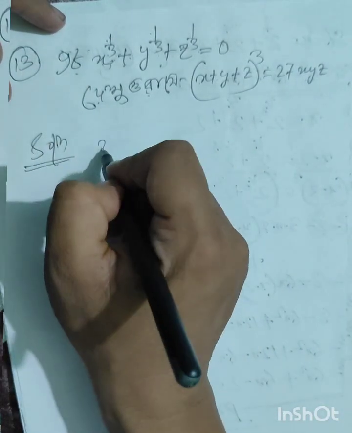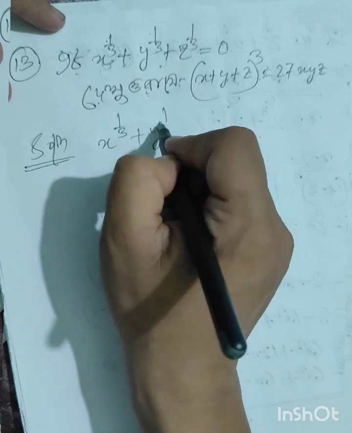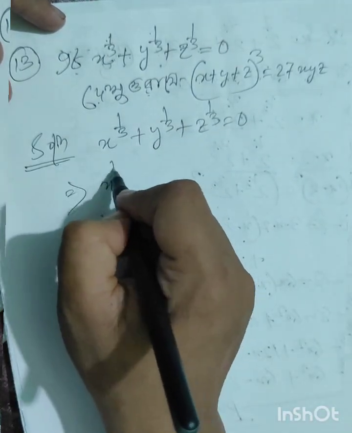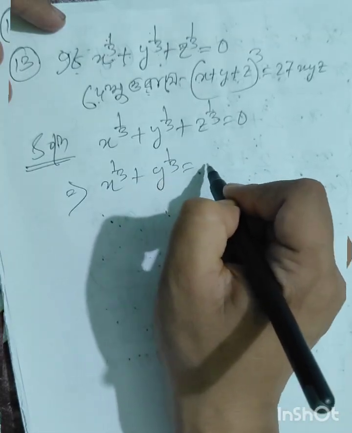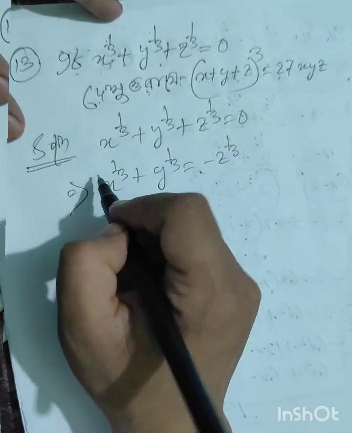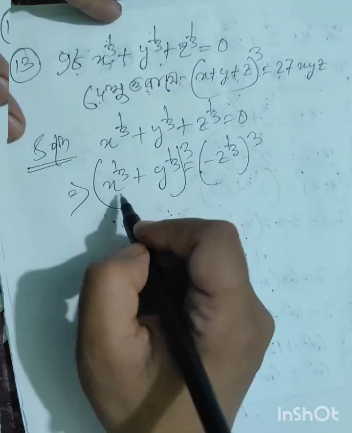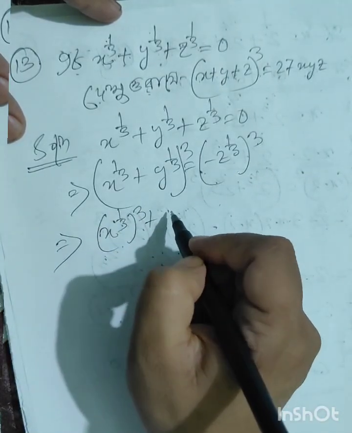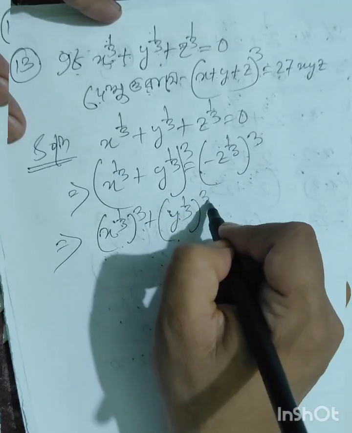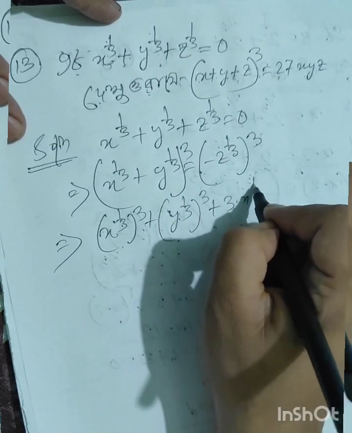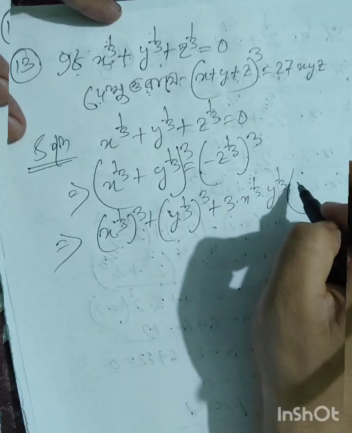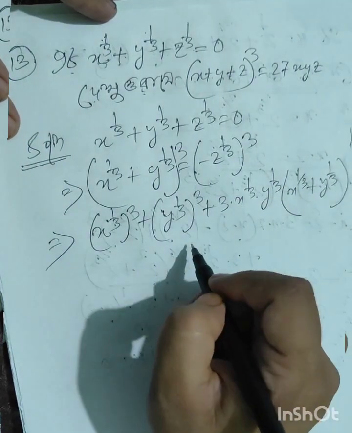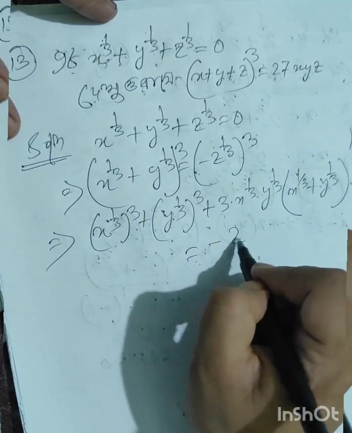Solution. Here I am letting x to the power 1 by 3 plus y to the power 1 by 3 plus z to the power 1 by 3 equal to 0. So x to the power 1 by 3 plus y to the power 1 by 3 equal to minus z to the power 1 by 3. Cubing both sides, using a plus b whole cube: x to the power 1 by 3 whole cube plus y to the power 1 by 3 whole cube plus 3 into x to the power 1 by 3 into y to the power 1 by 3 into (x to the power 1 by 3 plus y to the power 1 by 3) equal to minus z.